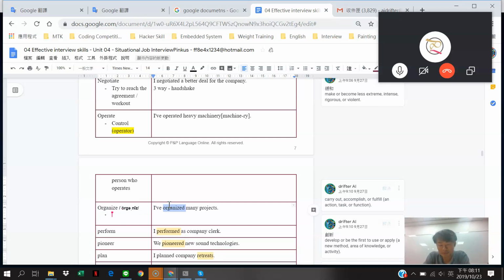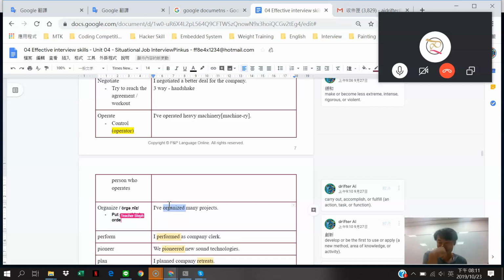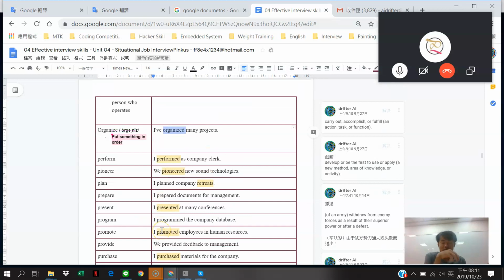Okay, that's right. So if you make it in words, we can say put something in order. Yeah, right? It's easy. So if something is not working well, like it's chaos and it's not arranged properly, we organize it. We put something in order. Okay, that's just a brief explanation of the word organize. So I've organized many projects. So this person must be hardworking, isn't it? Yes, I think it's hardworking.